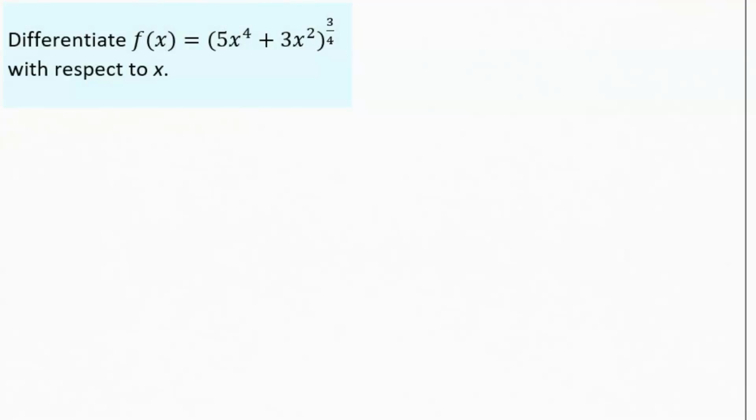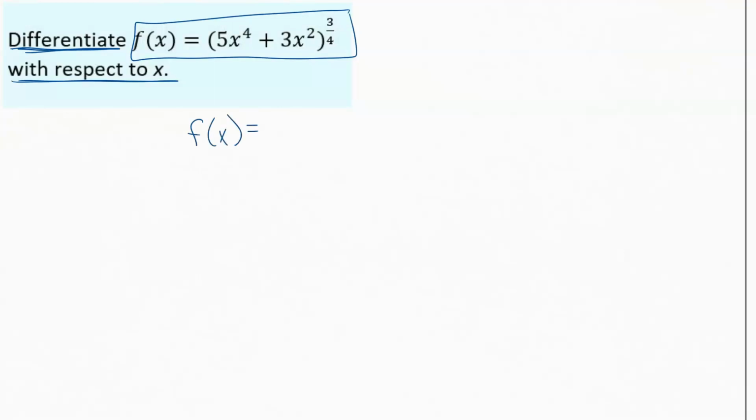In this example, we're being asked to differentiate, which just means, right, find the derivative of this f of x equation. And then they tell us with respect to x, which is just telling us which variable we care about. And so we're just talking x's, so they're usually just going to use that language. So when we look at this, we're looking at f of x equals 5x to the fourth plus 3x squared, all of that is to the 3/4 power. So that's an exponent going on there.